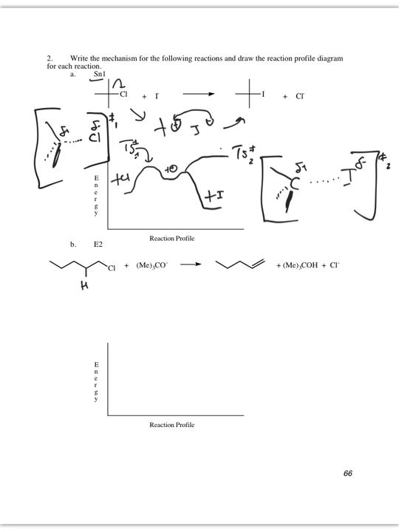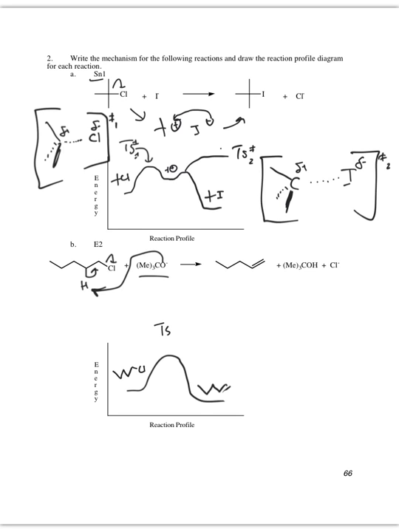The next one is an E2. We have a strong base. Strong base is going to grab the hydrogen, form the double bond, kick out the leaving group all in one step. So our reaction profile diagram will be one peak with, whoops, got an extra line there, sorry. And so we have our starting material, we have our product.